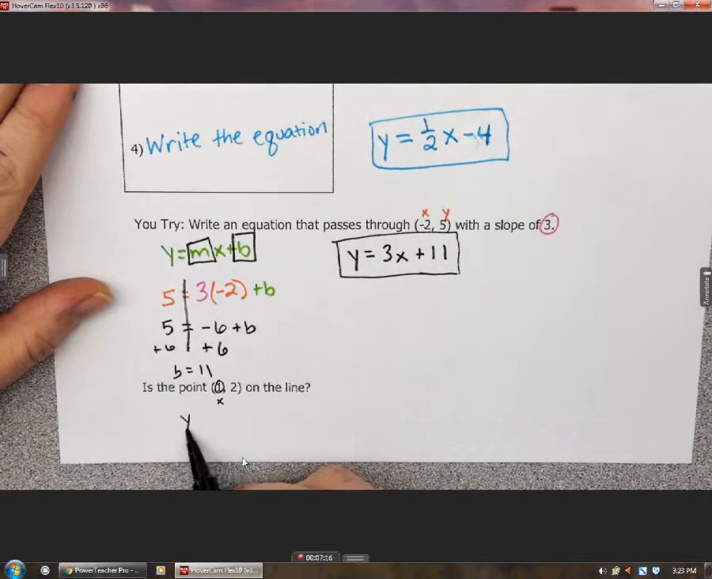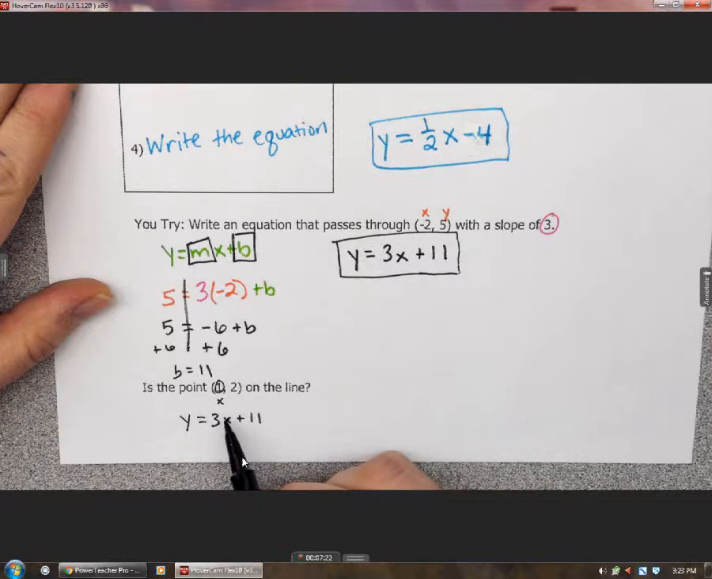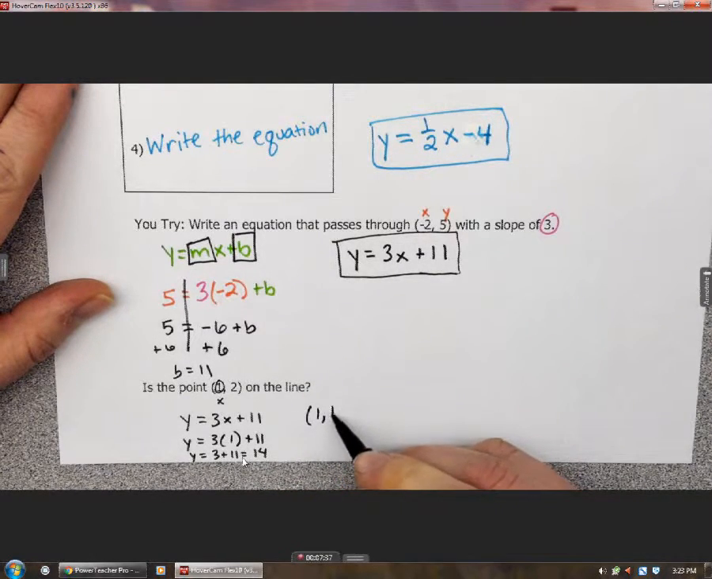So I would use my equation, y equals 3x plus 11. That's what I had up here. I'm going to plug in 1 for x. So y equals 3 times 1 plus 11. Y equals 3 times 1 is 3 plus 11 is 14. So at the point when x is 1, y is 14.